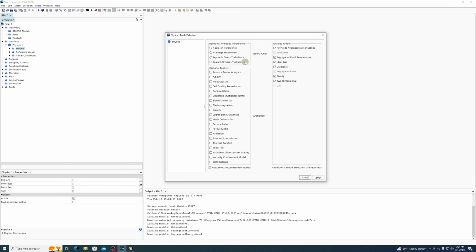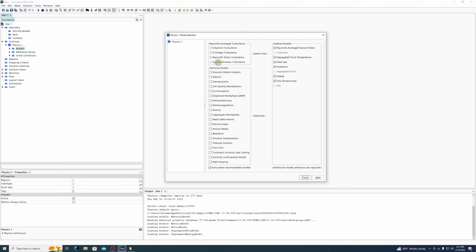Spalart-Allmaras, if I'm pronouncing that correctly, is a one equation model for turbulence, not two. K epsilon and K omega are both two equation models. This one is one equation. This is best for applications where you do not expect flow separation. Smooth attached flow over an airfoil, for example. You're unlikely to get flow separation. That would be an excellent use of this particular turbulence model.